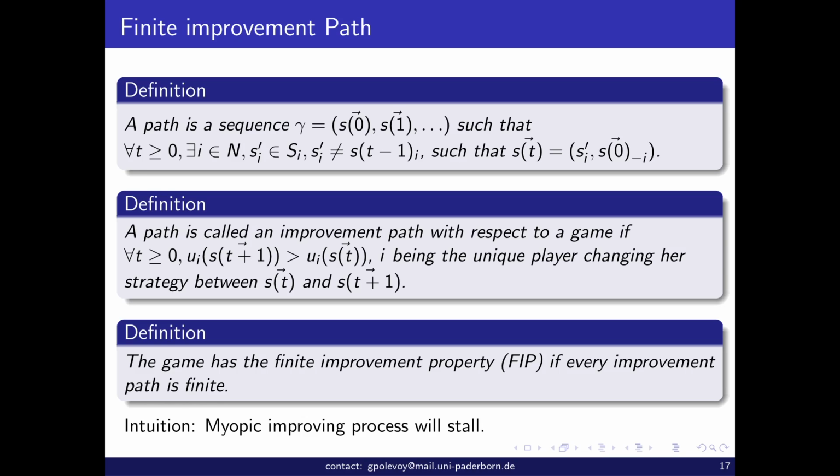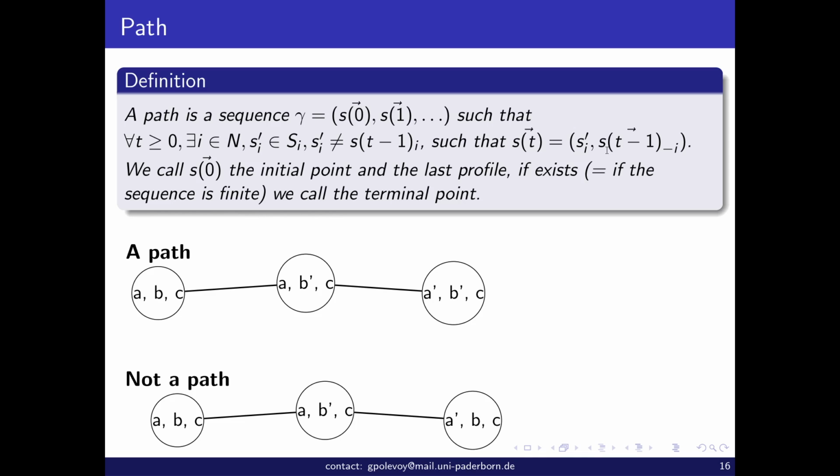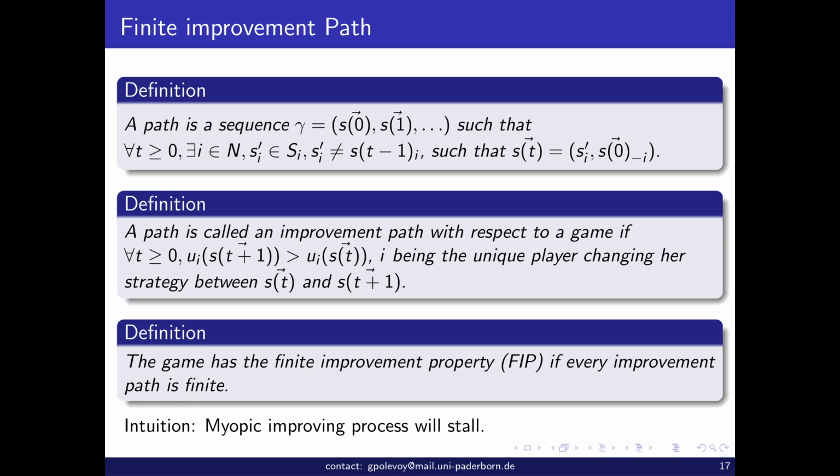A path is a sequence. That was it before. At any point t, there is some player i that changes, to some s_i prime, which is different from what the player used to do in t minus 1. The rest keep doing what they used to do in the previous point, not in the beginning, in t minus 1. Of course, a typo. Finite improvement path. I need to fix it.